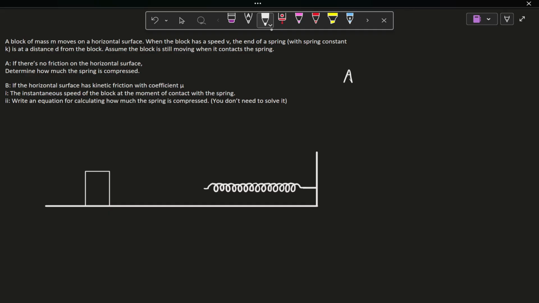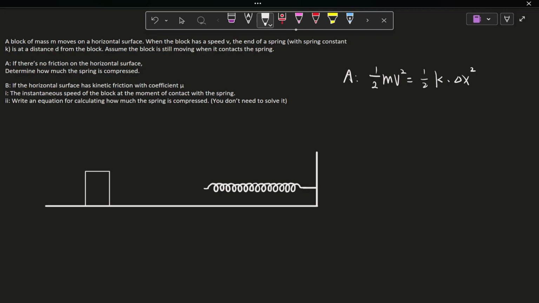So for part A, it's pretty simple. Since there's no friction on the horizontal surface, the work done by friction will not cancel any energy the block originally has when it's moving at a constant speed v. So simply we can write 1/2 mv squared is equal to... when the block suddenly touches the spring, it still has a velocity of v. And after the spring is compressed this much distance, the block will stop moving. At that moment, the block only has spring potential energy, which is 1/2 k times delta x squared.